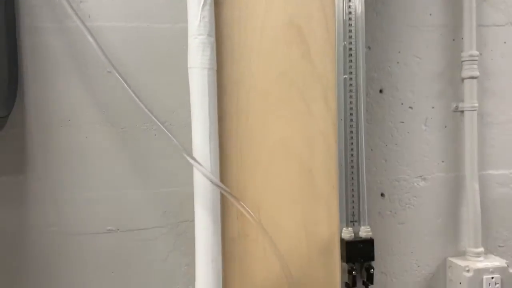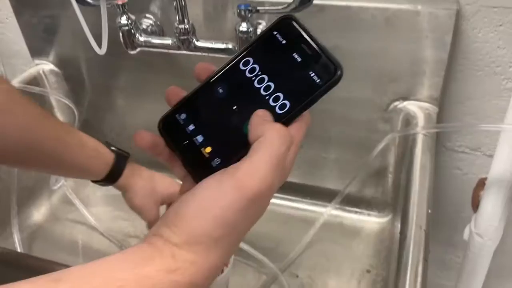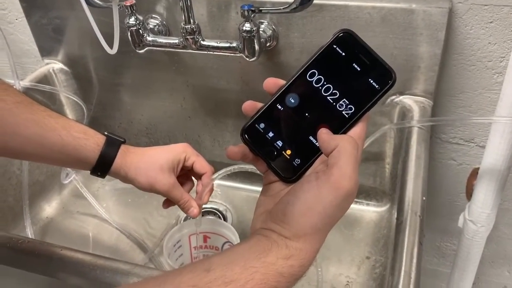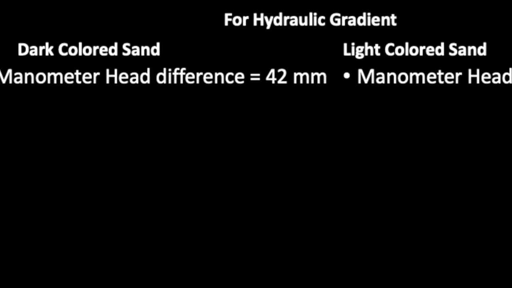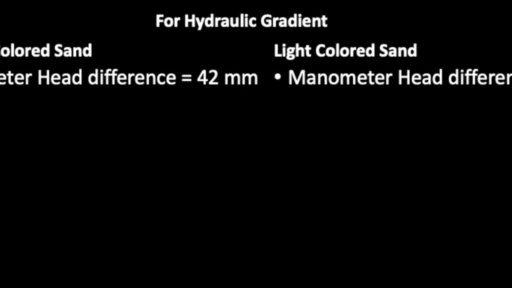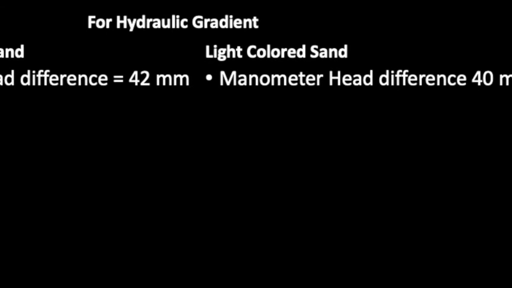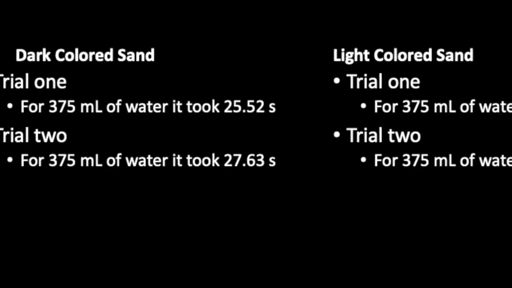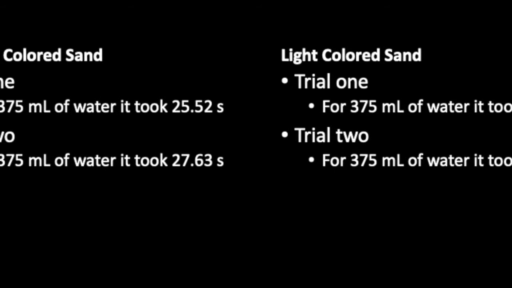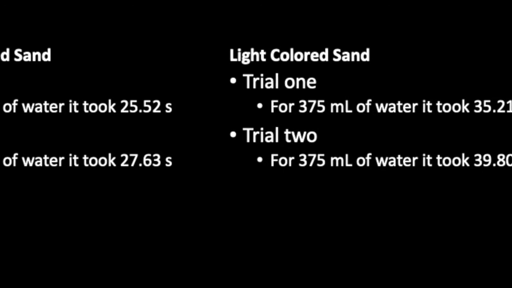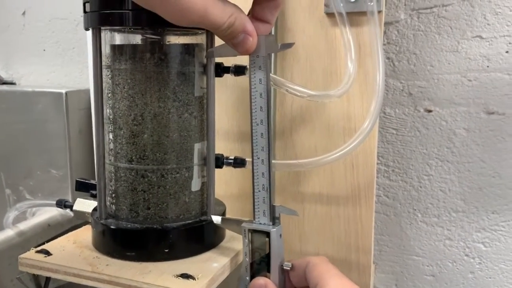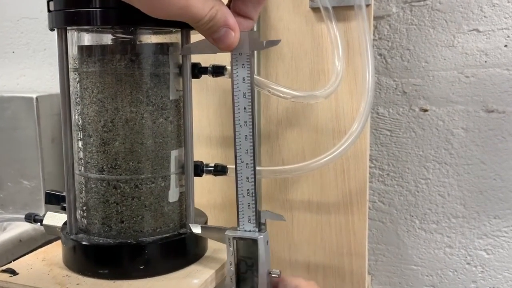Have one person in your group record the head difference in the manometer tubes. You can have another person record the flow discharge from the bottom of the apparatus. Record the length of the testing region. Also record the length between manometer valves.